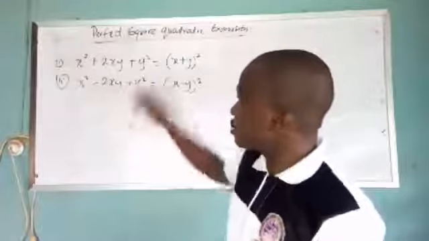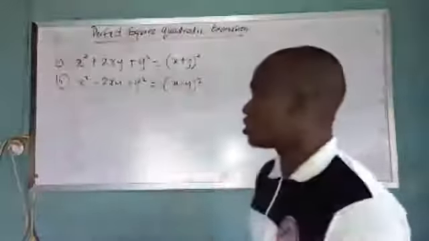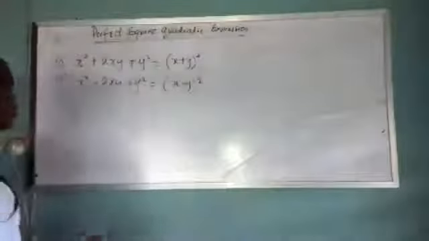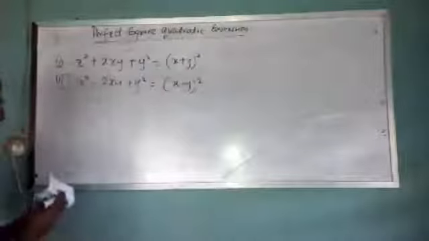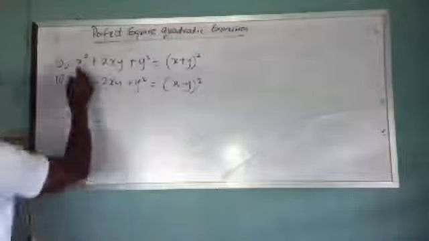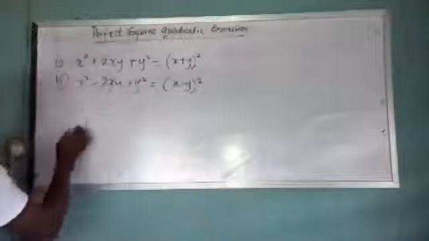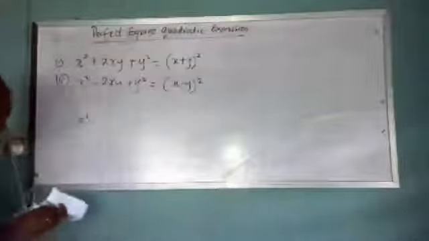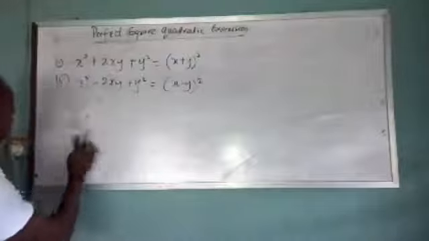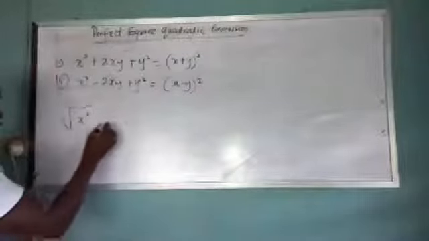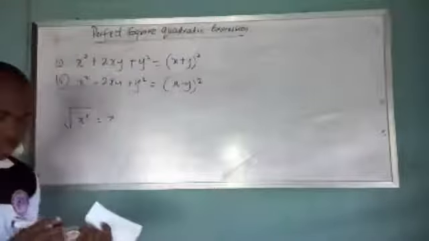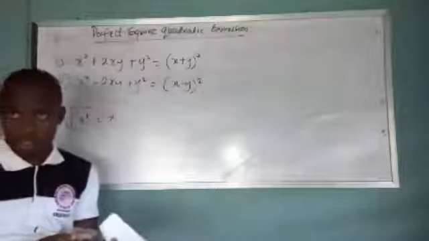Let's take this one, or any one. If you want to know whether it satisfies this expression, what is the first term? The first term is x squared. If you want to know whether this is a perfect square or not, you put it under a square root. The square root of x squared results in x.